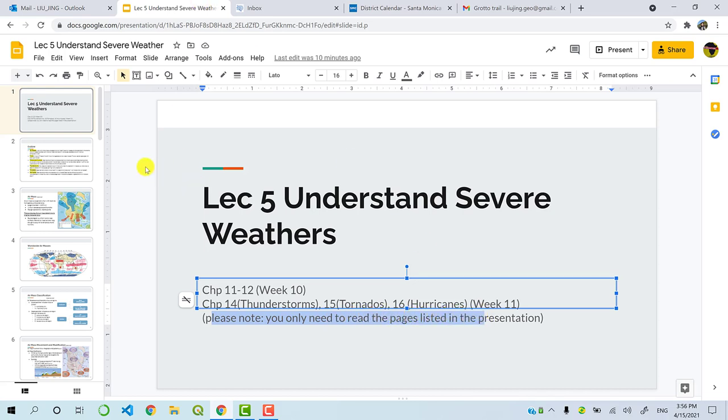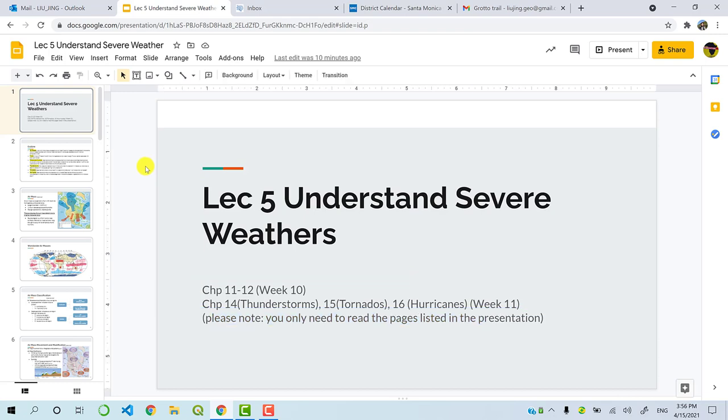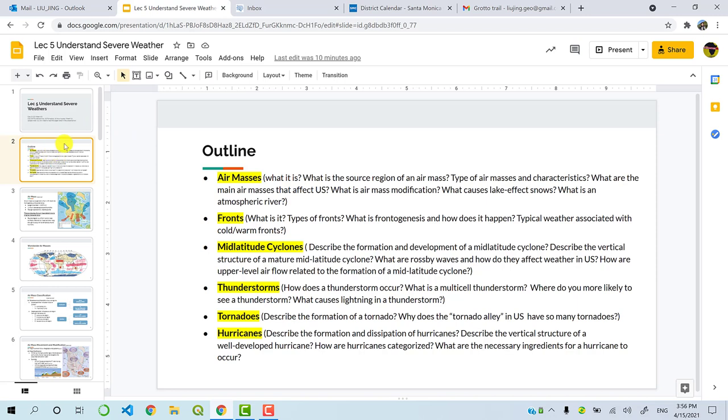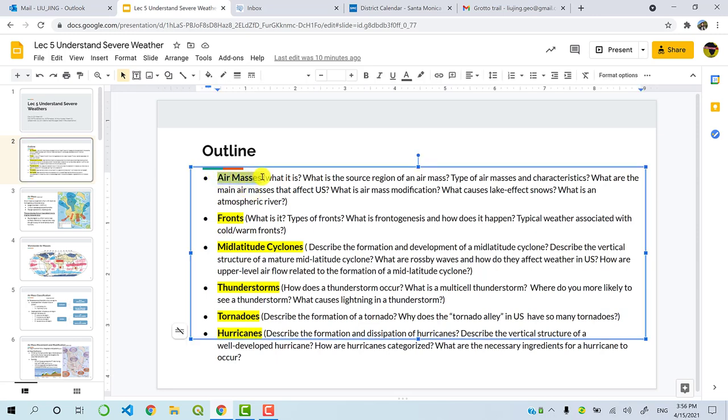So that is meteorology today, but let me double check. It should be meteorology today, okay? So here is our outline. In this week, week 10, we just need to study air masses, fronts, and mid-latitude cyclone.